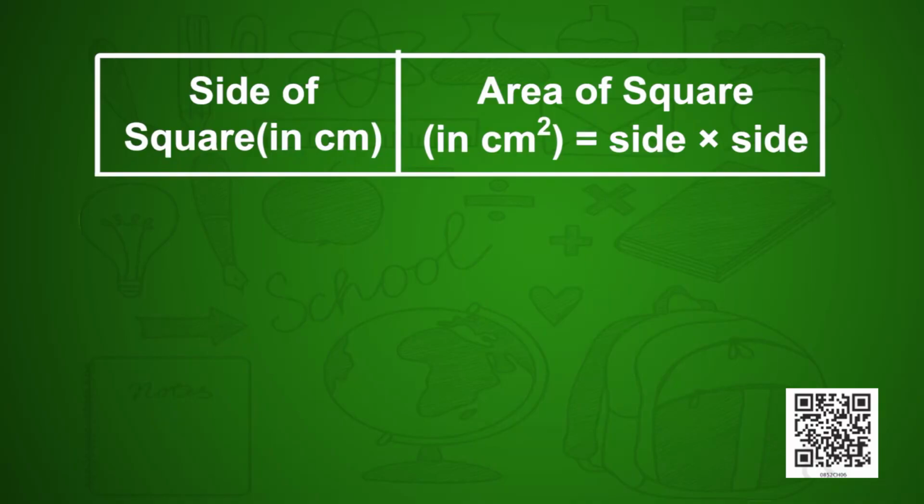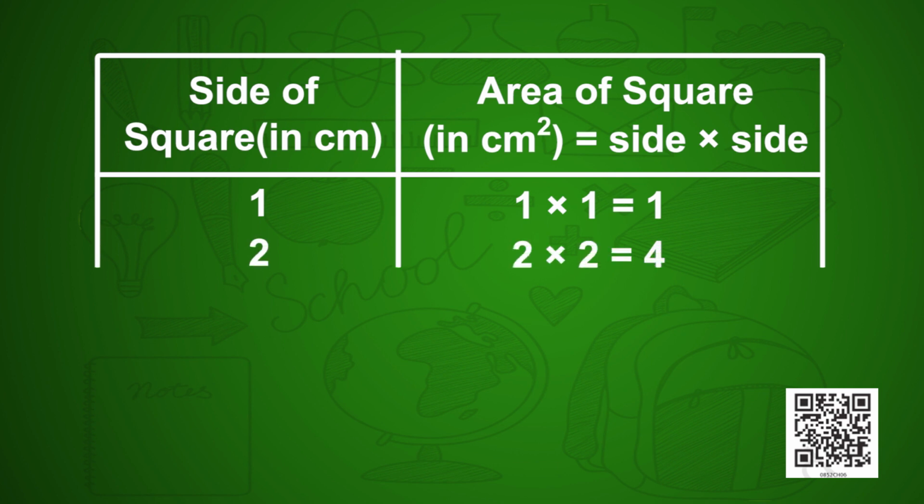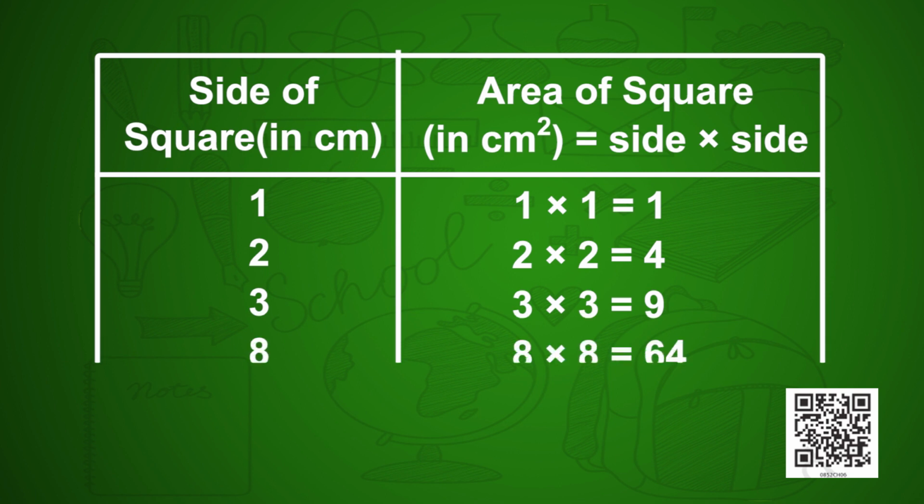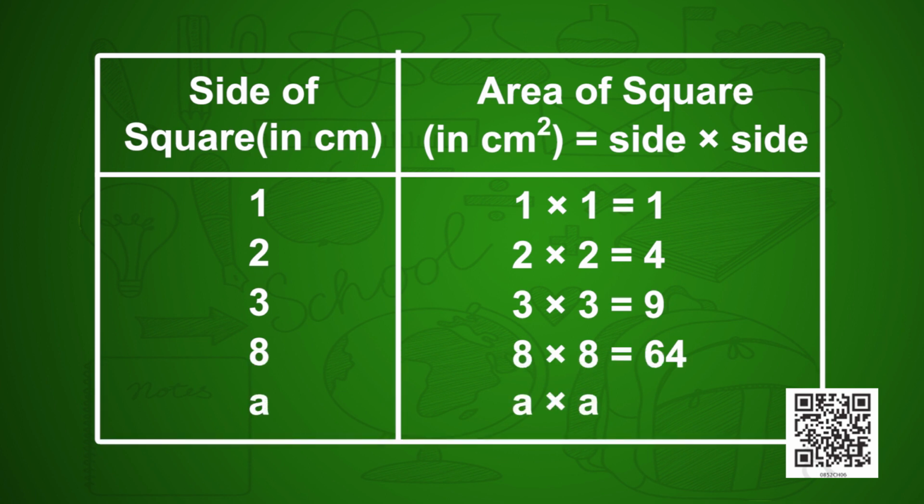So, if you observe the table, if the side of a square is 1 centimeter, the area is 1 multiplied with 1, which is 1 centimeter square. Similarly, if you observe the side with 2 centimeter, the area will be 4 centimeter square. If you have side with 3 centimeter, we have area with 9 centimeter square. And so, in general, we can observe that if a side of a square is a centimeter, its area will be product of a with itself, that is nothing but a square.